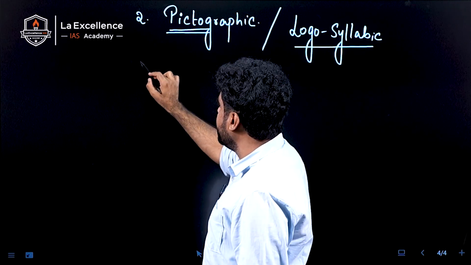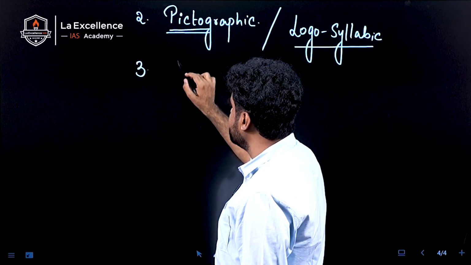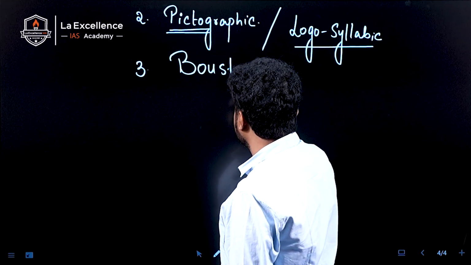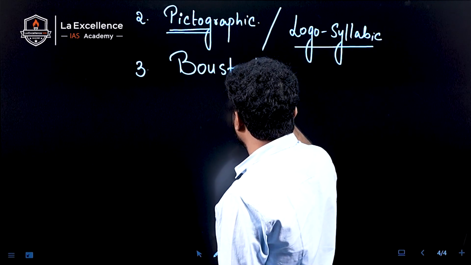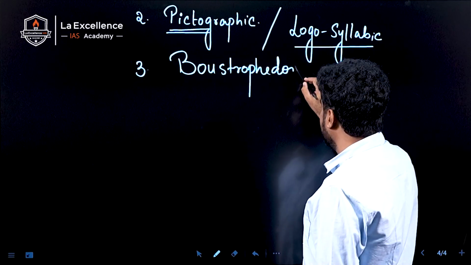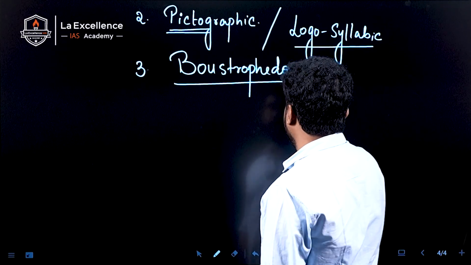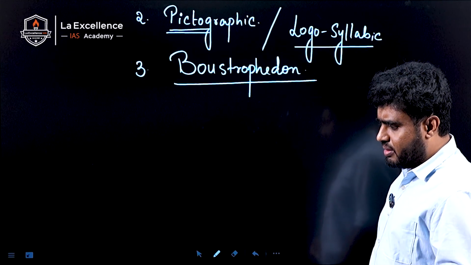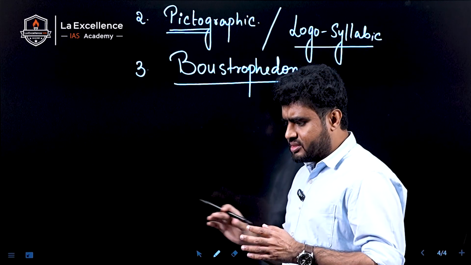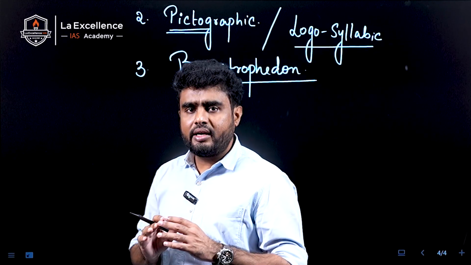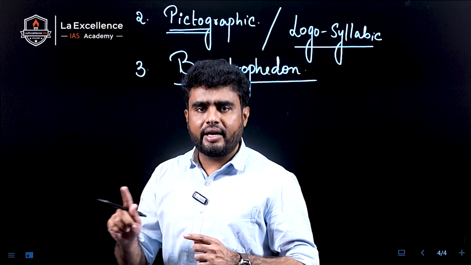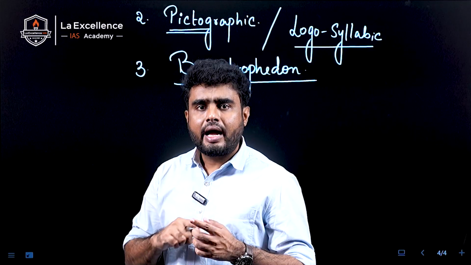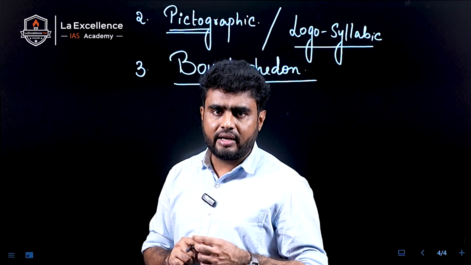Next, the third important feature we have to understand is that the script is written in Boustrophedon style. So the script is written in what style? In Boustrophedon style. So what do you mean by Boustrophedon style? In Boustrophedon style, every sentence in the script does not follow a uniform direction or a common direction. Rather, every sentence has an alternating direction.